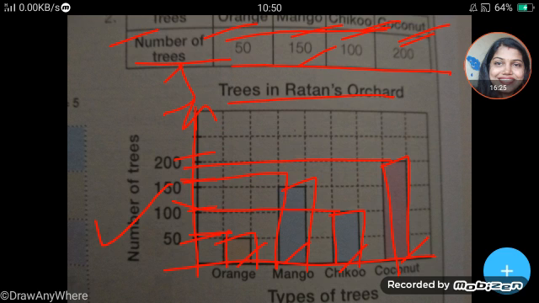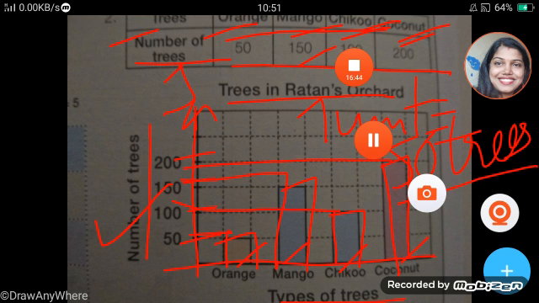The title is a must. The titles of the Y axis and X axis are also a must. And the scaling, as I told you, 1 unit is equal to 50 trees. I hope this is clear to you all and you'll do it neatly in your classwork.